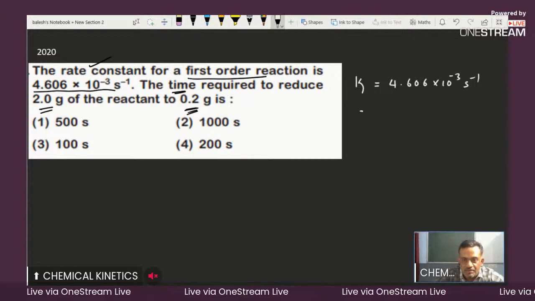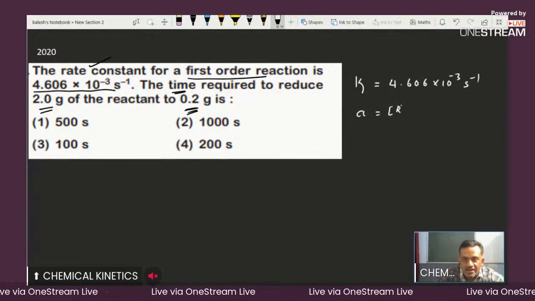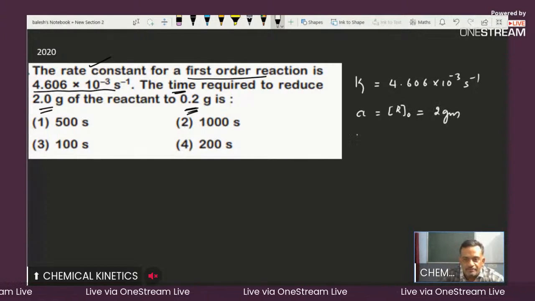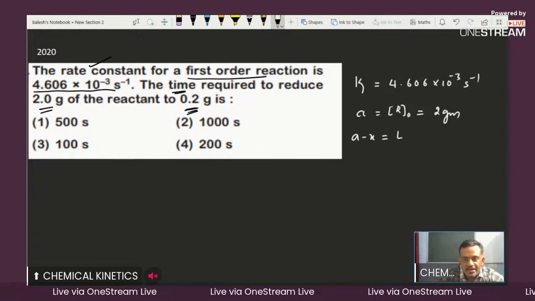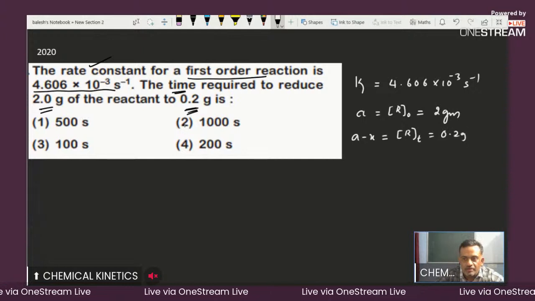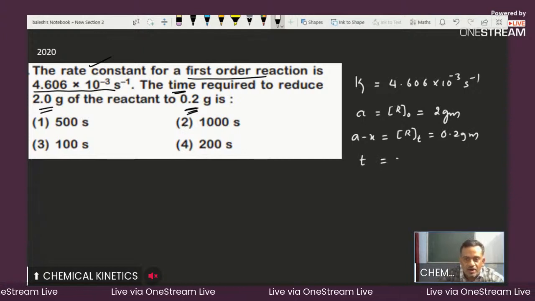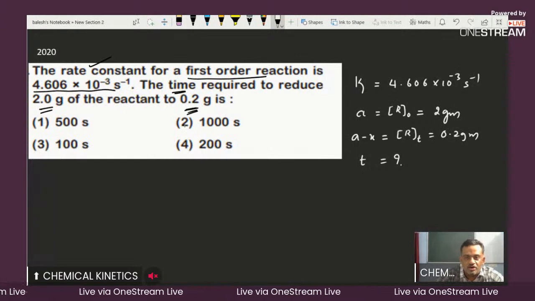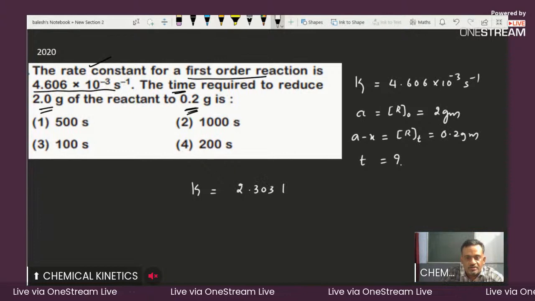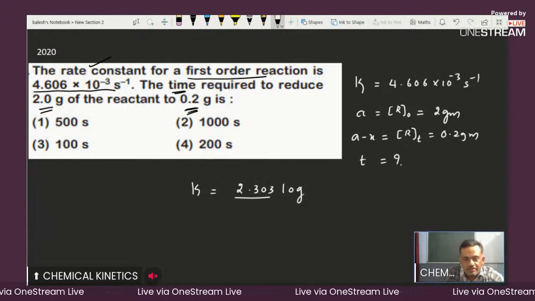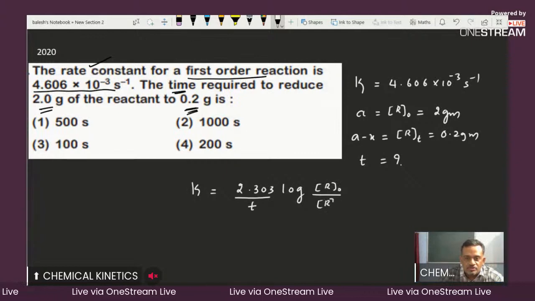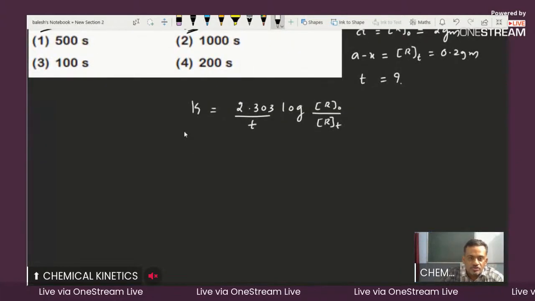So what was the initial amount? A, or I can write it as R naught. The initial amount is 2 gram. I want to bring it to the remaining amount, A minus x or Rt, which is 0.2 gram. For this, the time required is asked. Since it is first order, your equation would be k equal to 2.303 by t into log of R naught by Rt. So now the question is time.